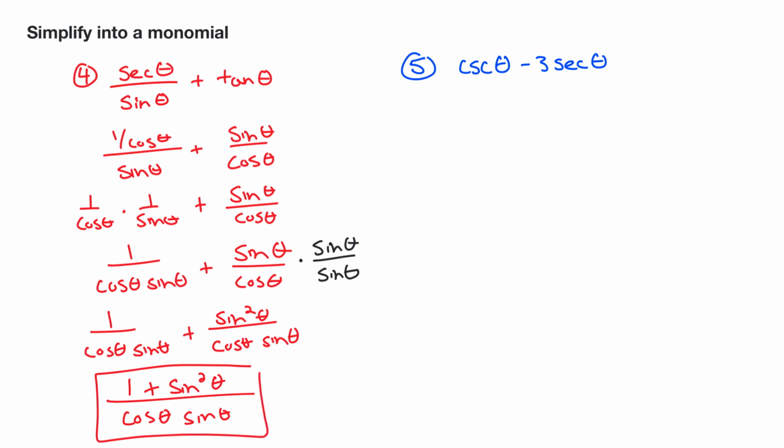Problem number 5 and problem number 4 are very similar, but they don't look similar because problem 4 had a fraction in it. It was secant of theta divided by sine of theta. Problem 5 has fractions in it. It's just not easily observable in the format that it is currently written in. That is because the first term and the second term have reciprocal trig functions, which means inherently they're already fractions. Cosecant is the same thing as 1 over sine, minus 3 over secant, which is 1 over cosine.